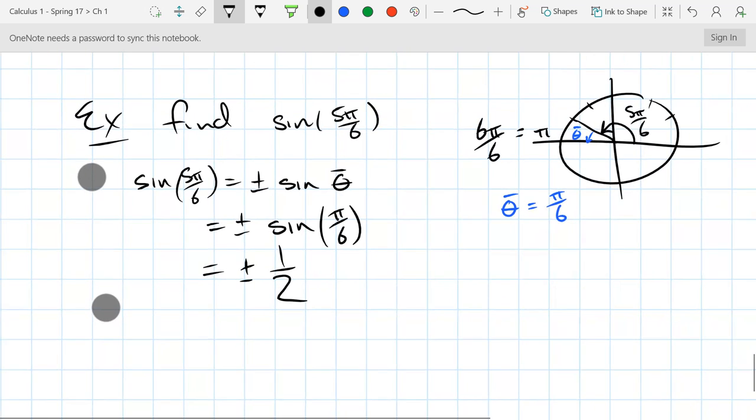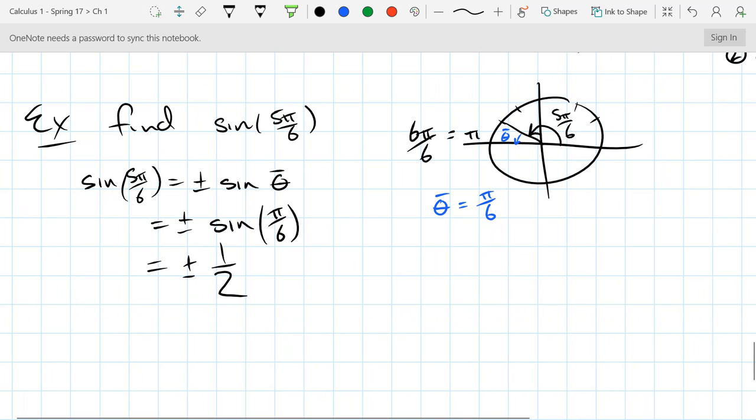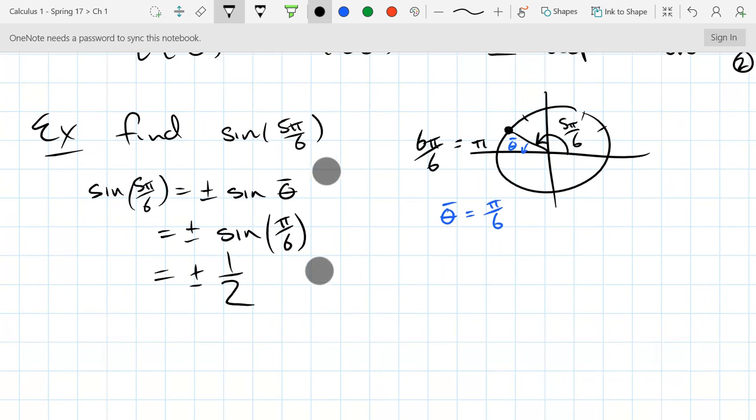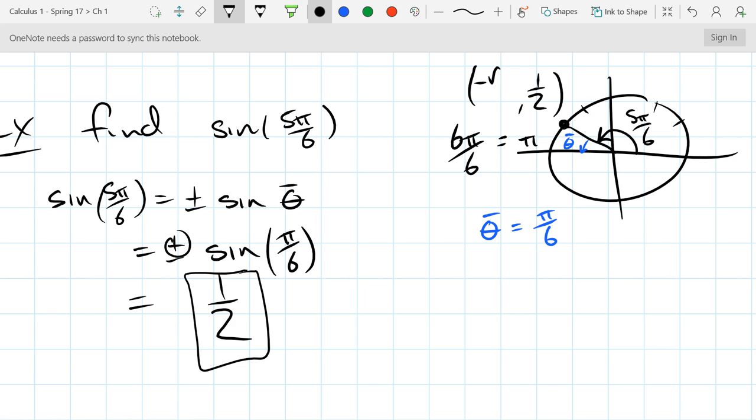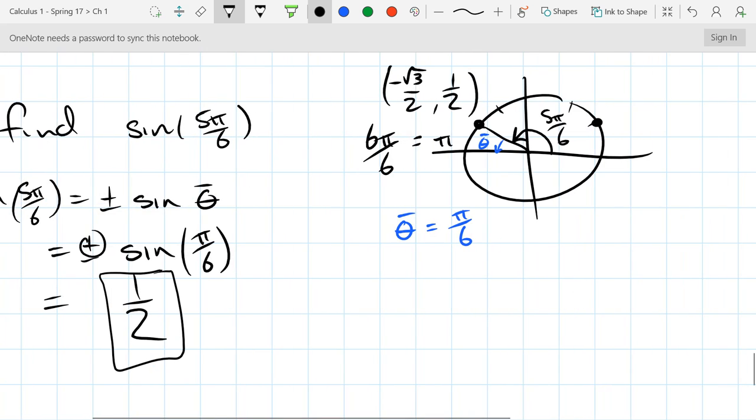Now I have to make a choice, 1/2 positive or 1/2 negative. Sine is measuring the y value, not the x value. So is y positive or negative in quadrant 2? Our y is positive and our x becomes negative. So we're going with the positive. We'll go ahead and erase the plus minus. We get positive 1/2. If you want to, you can label the point. We got 1/2 as the y. The x would be negative square root 3 over 2. So the x coordinate from our original, which I'll write in blue.